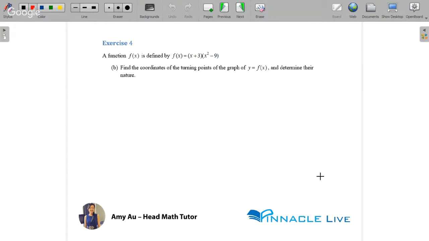It goes: find the coordinates of the turning point of y equals f(x) and determine their nature. So this is now going to the first derivative test, solving it to 0, do a table of values. So let's go through those steps. Firstly, to make things simpler to differentiate I'm going to expand it out. Unless you want to do product rule, you can differentiate as is, but I don't want to do product rule. Let's keep things simple. And I'm just going to rearrange it in power order.